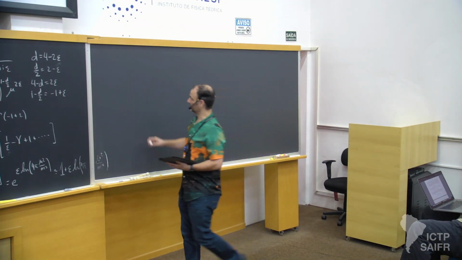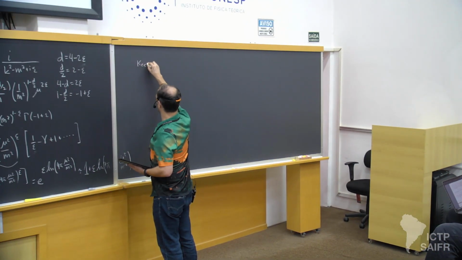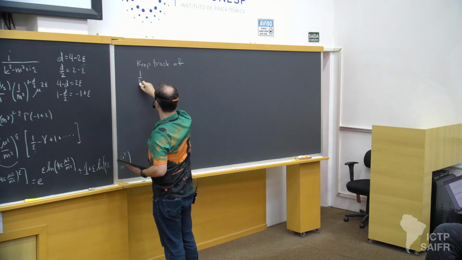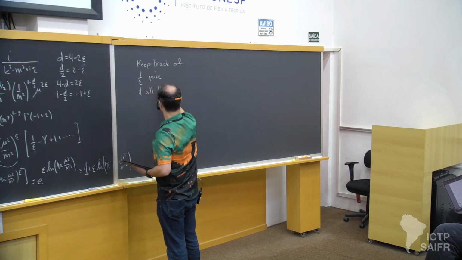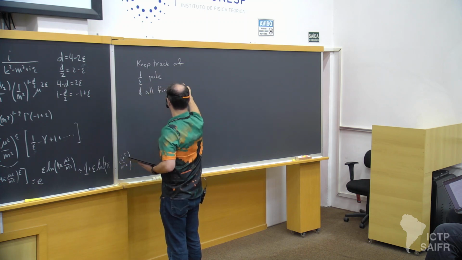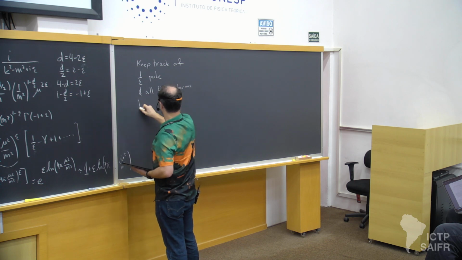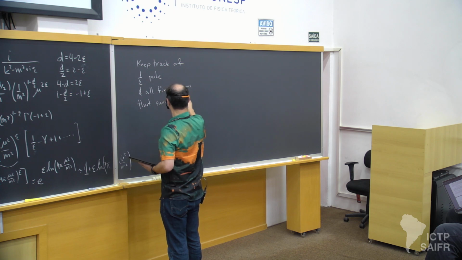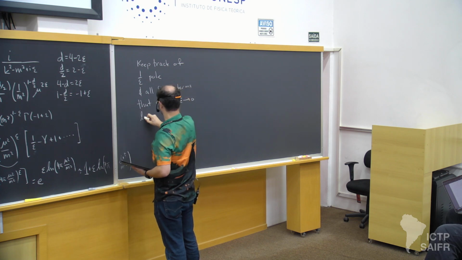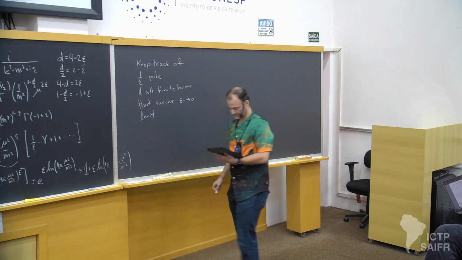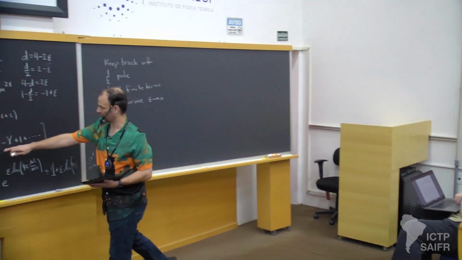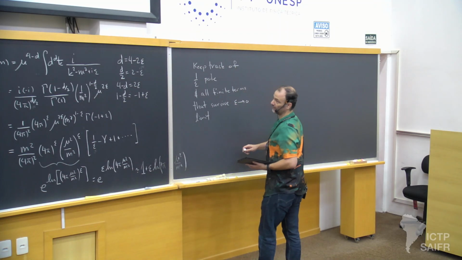And like I said, what we need to do is keep track of the 1 over epsilon pole and all finite terms that survive the epsilon goes to 0 limit. So then I take this log and I remultiply, so I have my integral.